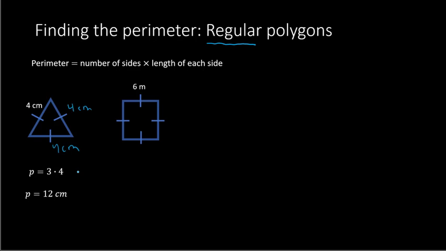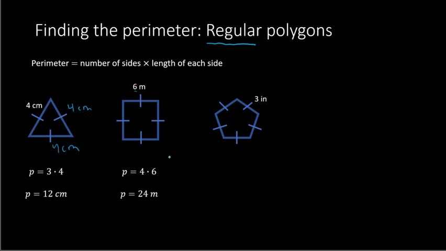Next example, we have a quadrilateral. So this would be a square, more specifically, where each side is the same length. And there's 4 sides here, so we take 4 times 6 to get a total of 24 meters. And that's your perimeter. That's the distance around this square.